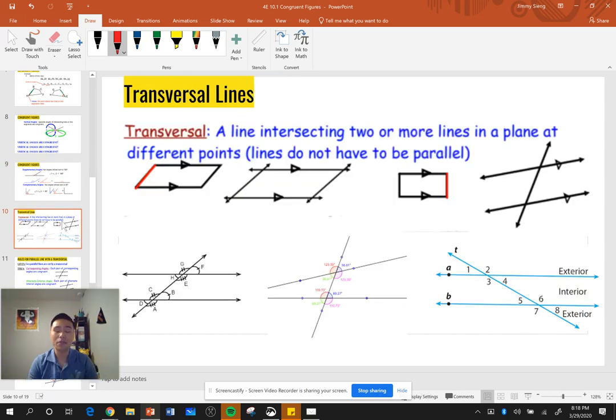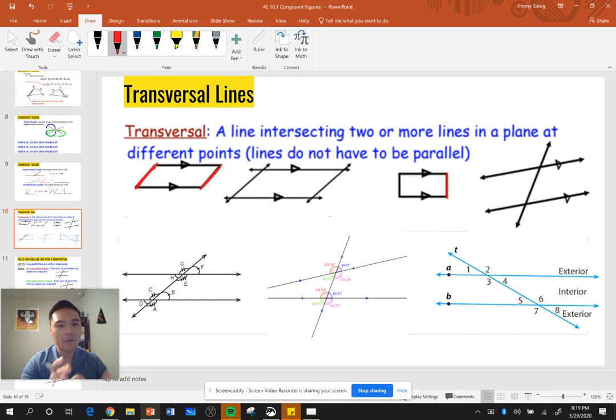Next point is transversal lines. This mostly happens when you have two parallel lines, but a transversal is a line intersecting two or more lines in a plane at different points. Lines don't have to be parallel. Look at the first figure here, where you have two parallel lines, and the transversal lines would be the more slanted parts of the shape.